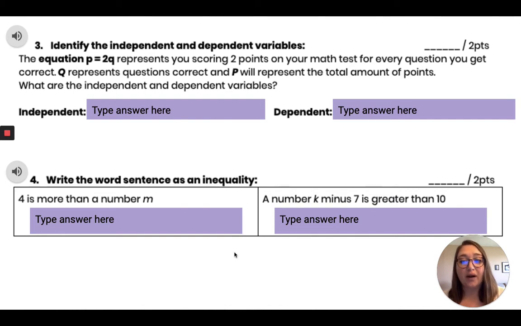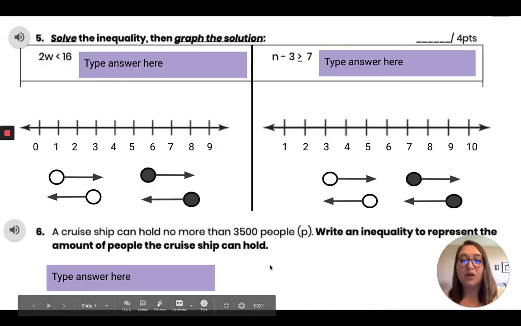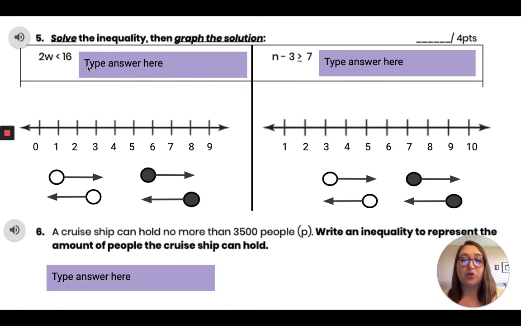For number 4, this is where you're going to take that word sentence and write it as an inequality. Remember, inequalities don't have something equal to something else. They will either have a greater than, a less than, or maybe greater than or equal to, or less than or equal to sign with them. So for these, you'll read or listen to these word sentences and then type your answer as an inequality for number 4.